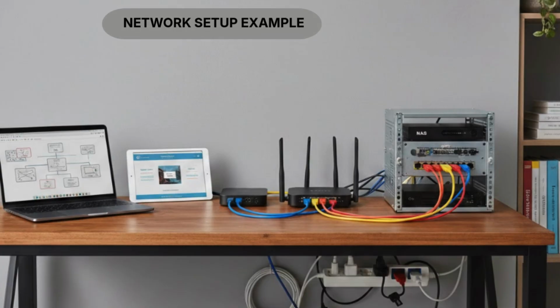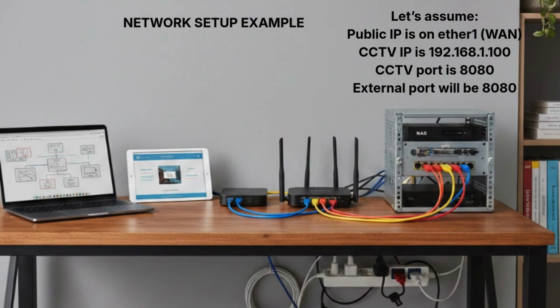Network setup example. Let's assume public IP is on Ether 1, CCTV IP is 192.168.1.100. CCTV port is 80. External port will be 8080.